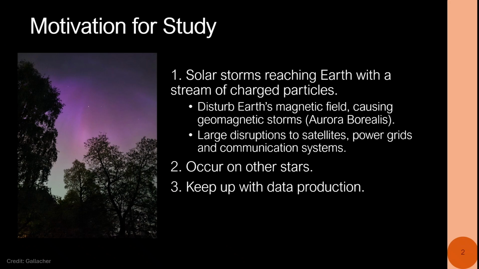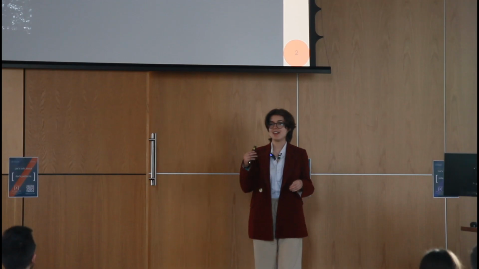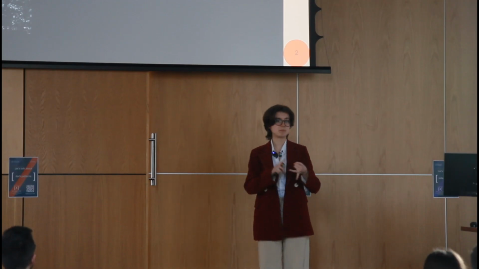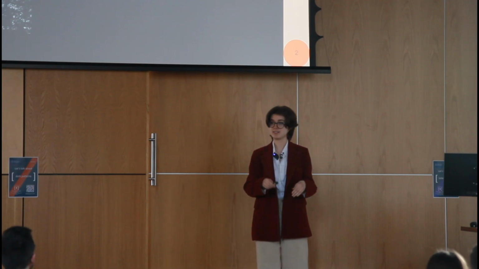So solar storms cause charged particles to be ejected from our sun. When these charged particles interact with our Earth's magnetic field, it can produce some stunning displays like our Aurora Borealis. However, it can cause some serious problems, especially with disrupting satellites, power grids, and communication systems.